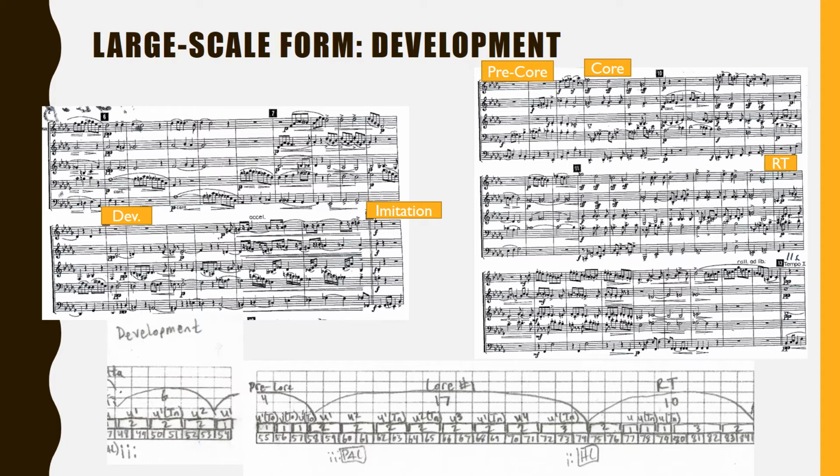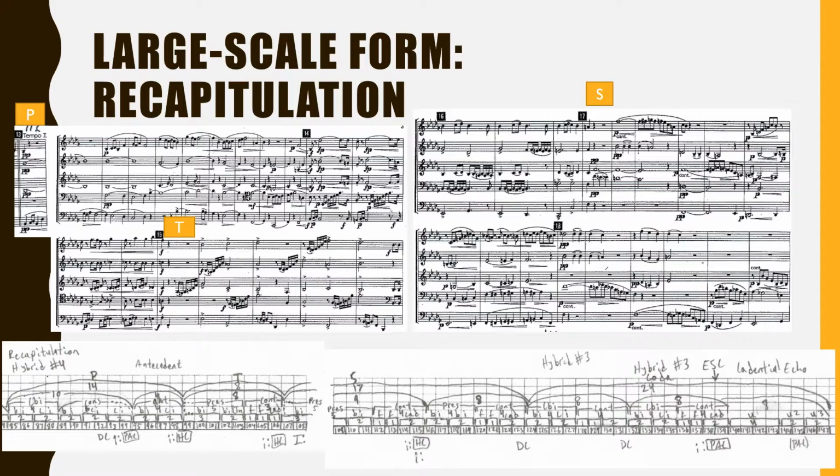retransition, sorry. And so we have a retransition for 10 bars that brings us back to the dominant, and then back to the home key, where we get to our recapitulation. Alright, and so here we are back in the recapitulation.